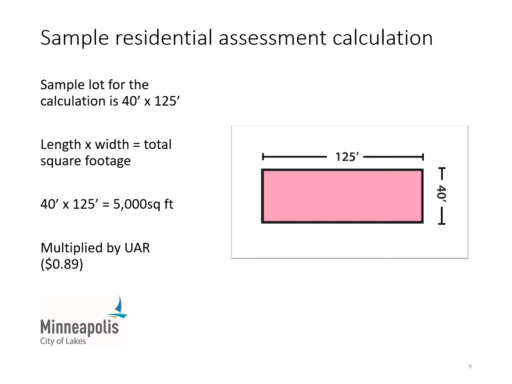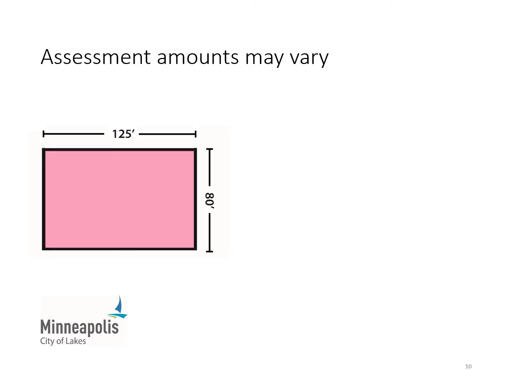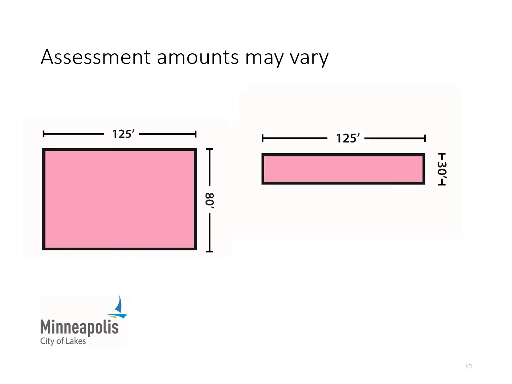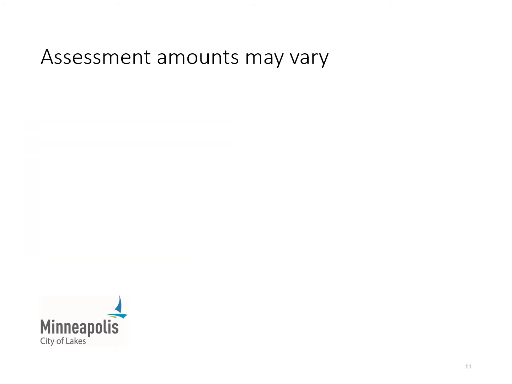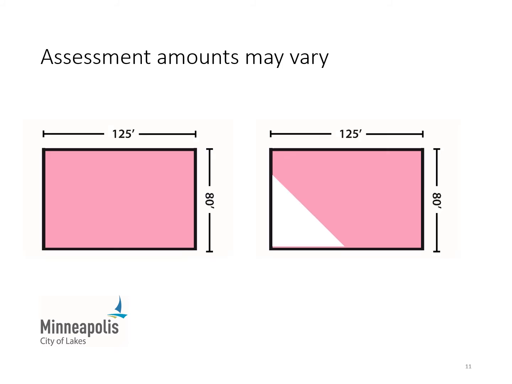We'll then multiply this number by the uniform assessment rate, which is 89 cents per square foot, for a total special assessment of $4,450. Your assessment amount may vary from your neighbors. That is because not all parcels are the same size, and some parcels are not located entirely within the project influence area.